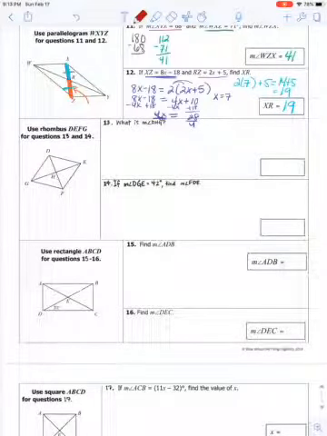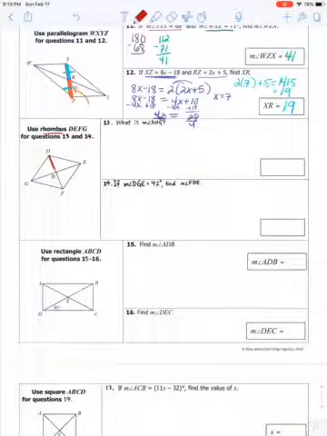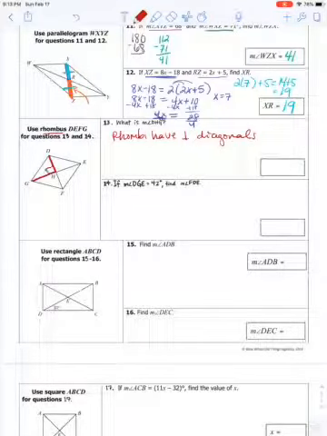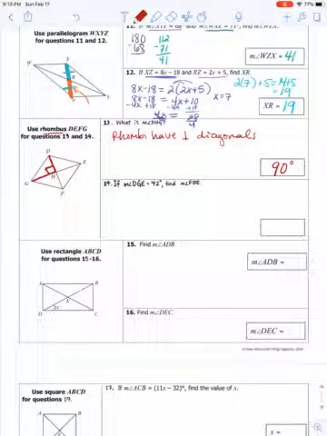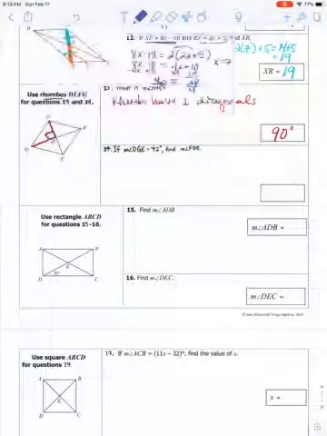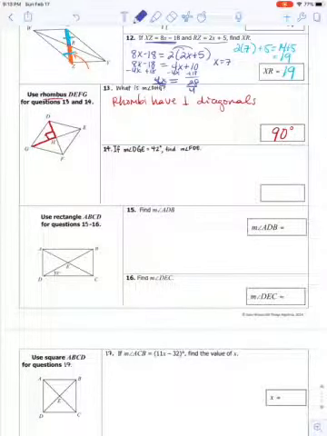All right, let's move on to 13 and 14, which are about this rhombus here. What is the measure of DHG? An important property of rhombi is that, as we already talked about in the other videos, rhombi have perpendicular diagonals. So the angle formed in the middle is a right angle, meaning it's 90 degrees. That's all. The end. Moving on. All right, but that's going to help us solve this next part.